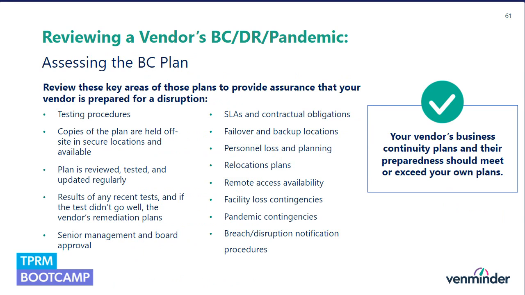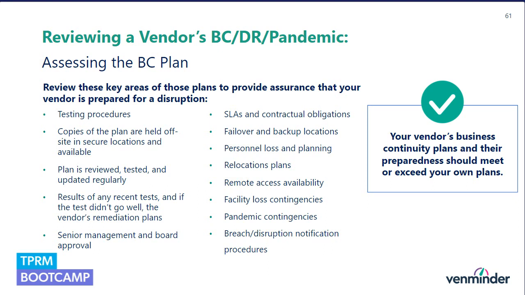Now, it's likely that the vendor has a BCP, or a business continuity plan. However, their preparedness should meet or exceed your own plans, or you may need to supplement your own plans. It's important that you not only obtain a copy of their plans, but that you review them to ensure what they plan to do is sufficient. So what should you review once you receive their plans?